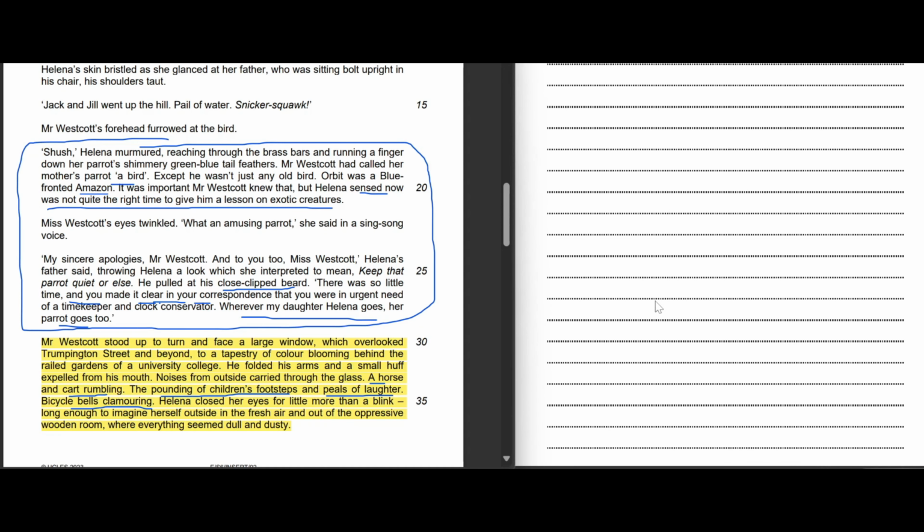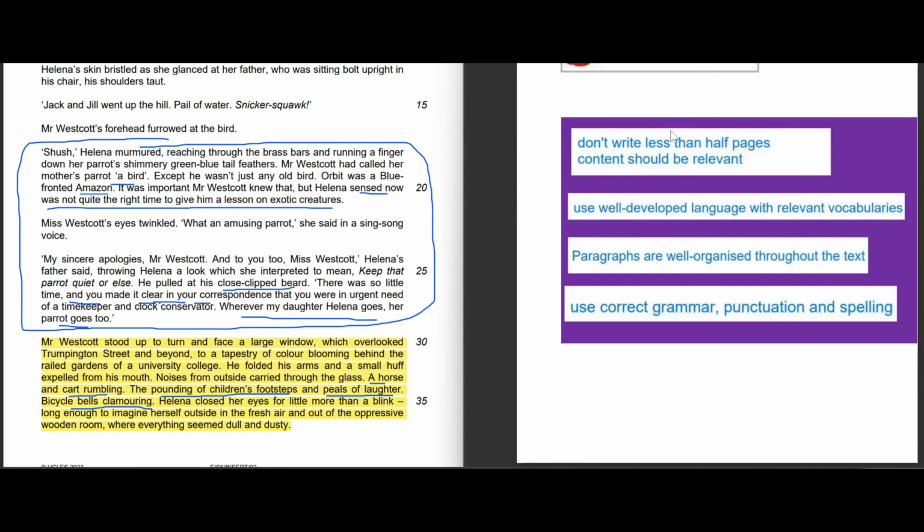So the tips for this are, okay, don't write less than half a page. Write at least 1 to 1.5 pages. Content should be relevant. Use well-developed language with relevant vocabulary. Paragraphs should be well organized throughout the text, and use correct grammar, punctuation, and spelling, of course. Well, we have gone through all this paper.